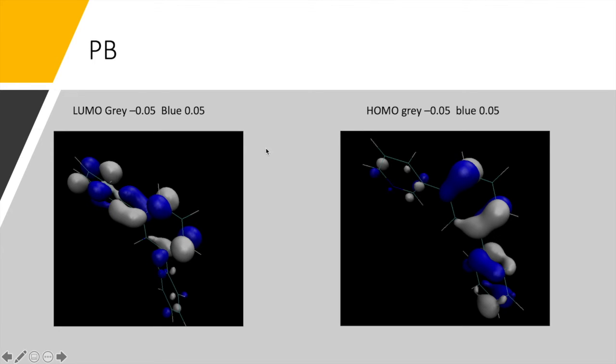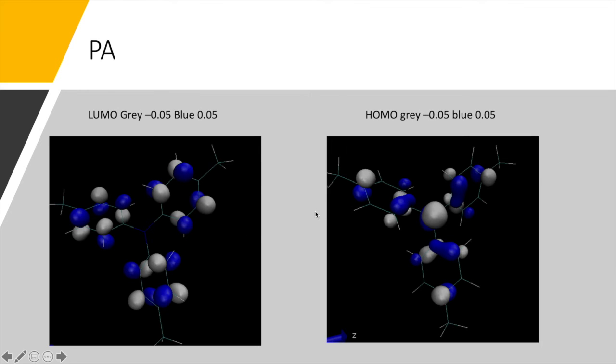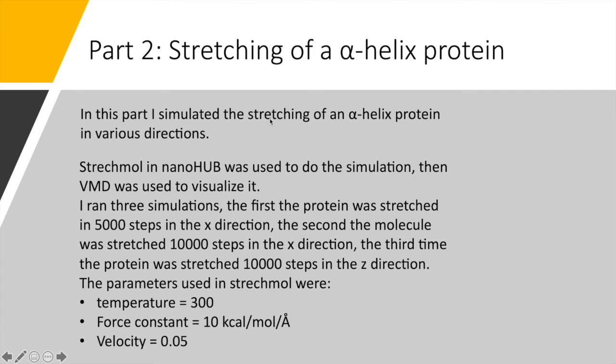And you can also plot the HOMO and LUMO in VMD, so you can actually visualize them. So as you can see, in gray is where the ISO surface value is -0.05, and in blue it's where the ISO surface value is 0.05. That's the same on this one. In here, PA, see the LUMO there and the HOMO there. That was the end of part one.